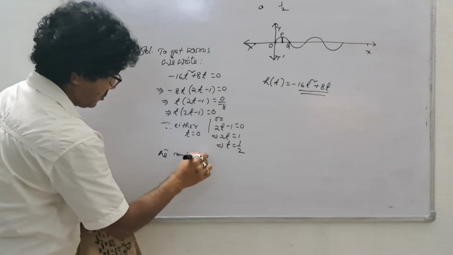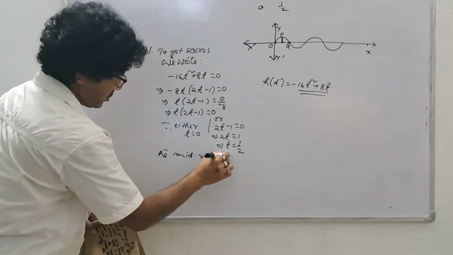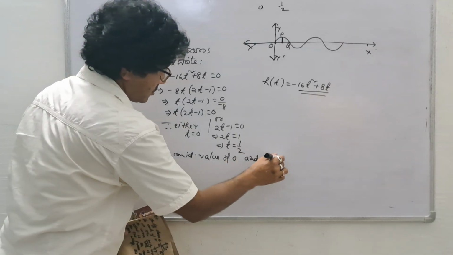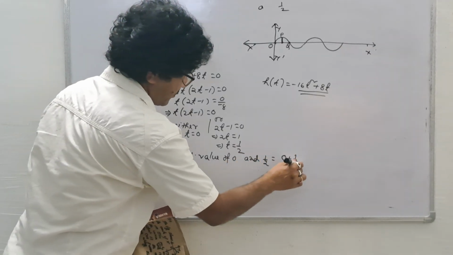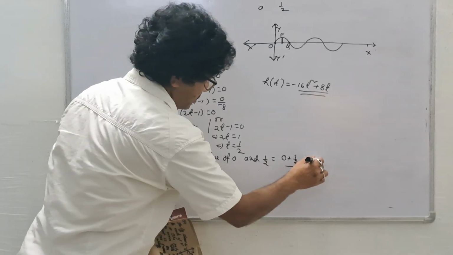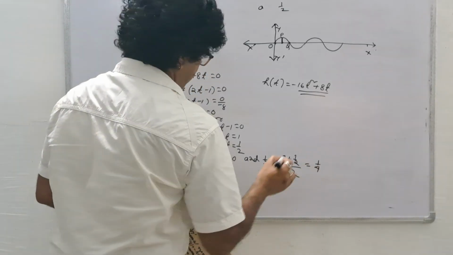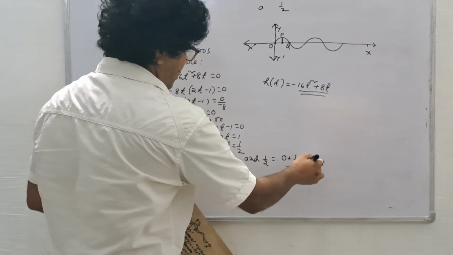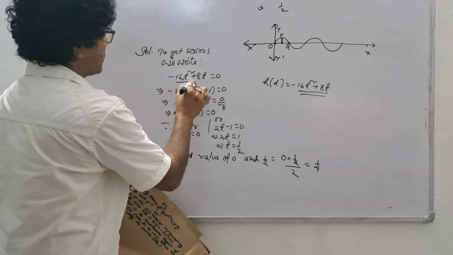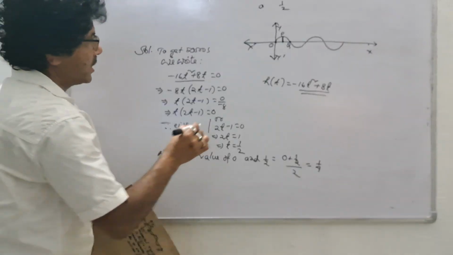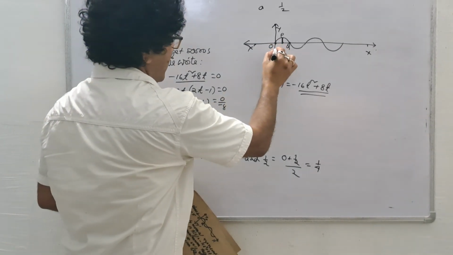The mid value of 0 and half is equal to 0 plus half by 2. That is ultimately what we will get, 1 by 4. So the 1 by 4. And for this value, what will be the value of this? You see, actually this point what?